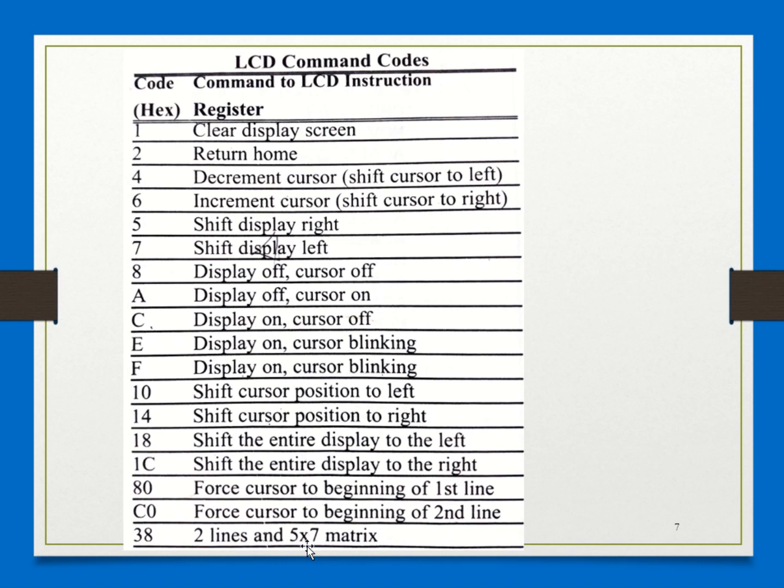So 38 is to say that you are using 2 lines and a 5 cross 7 matrix. That is, whatever character we are displaying will be arranged in a 5 cross 7 matrix form.